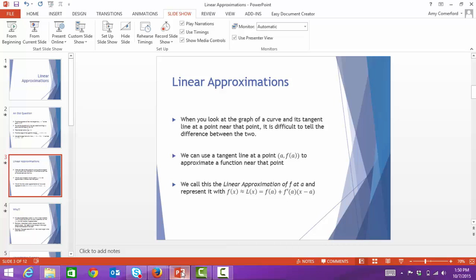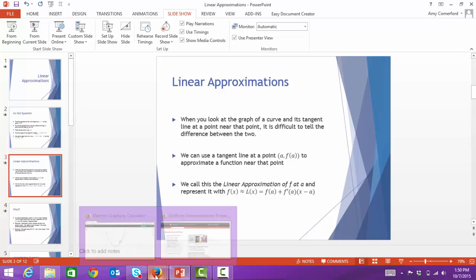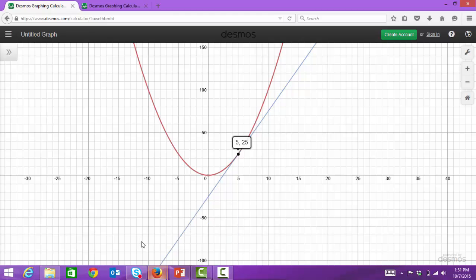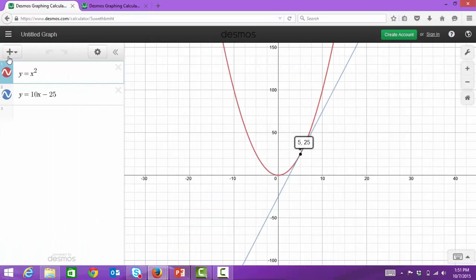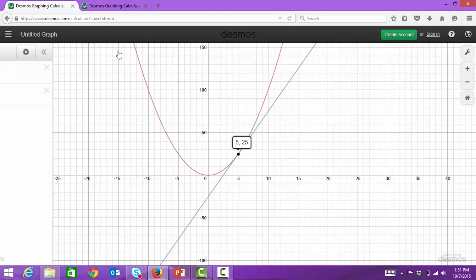If I pull up a graph of those two together, the curve that we just looked at and its tangent line at (5, 25). Here is y equals x squared. This is its tangent line at (5, 25). That is y equals 10x minus 25. This, by the way, is a free graphing calculator that you can find online. It's called Desmos. Feel free to make any use of it that you like. You can graph a lot of things on here.